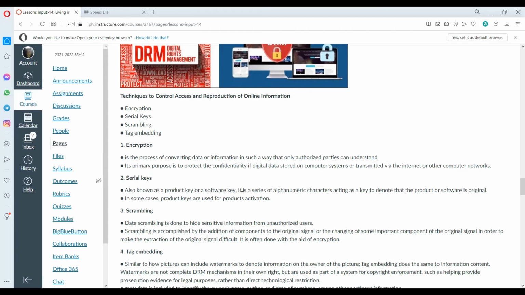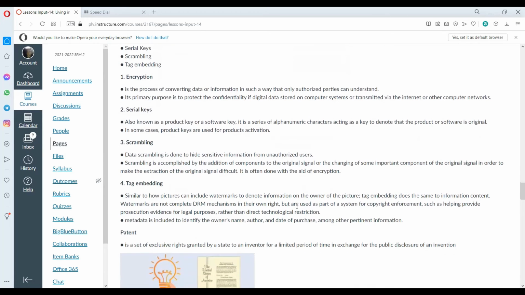Serial keys, also known as product or software key, is a series of alphanumeric characters acting as a key to denote the product or software is original. In some cases, product keys are used for product activation.